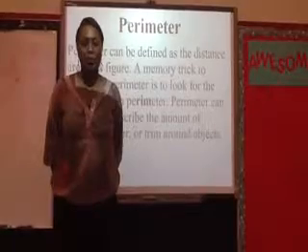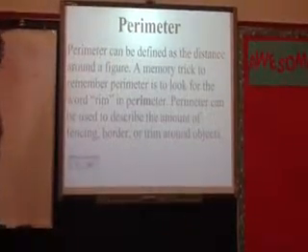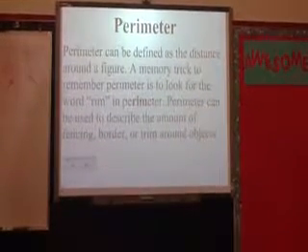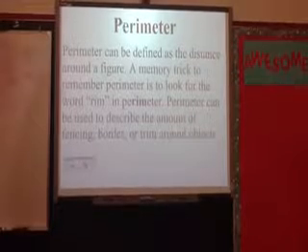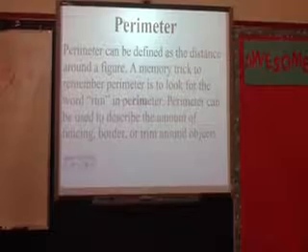Today we're going to be talking about perimeter and area. So go ahead and take a look at the screen where I'll read the definition. Perimeter can be defined as the distance around a figure. A memory trick to remember perimeter is to look for the word rim in perimeter.